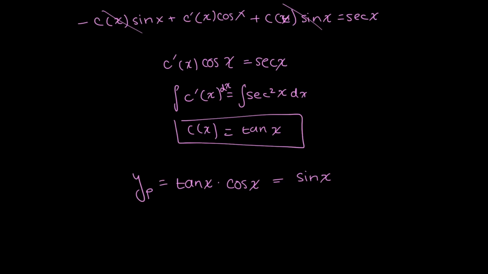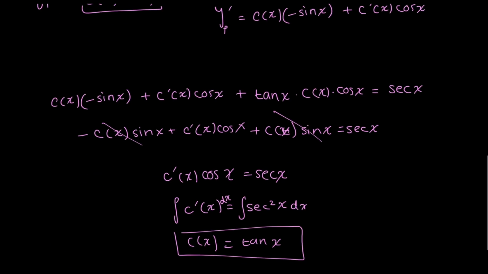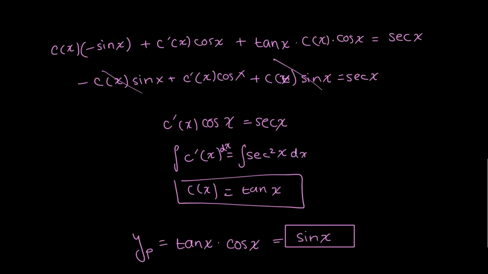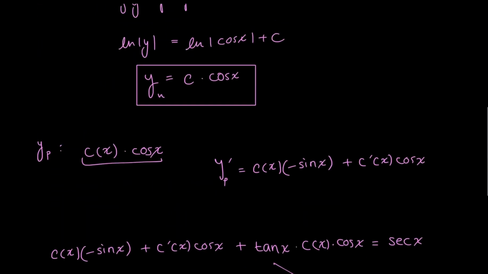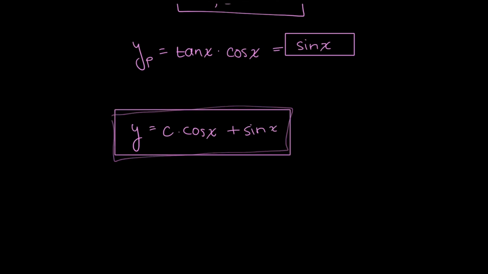Now that I found both my homogeneous solution and my particular solution, I can just add them together to find my general solution. So my general solution y is equal to my homogeneous solution, which was c times cosine x, plus my particular solution, sine x, and that's it.